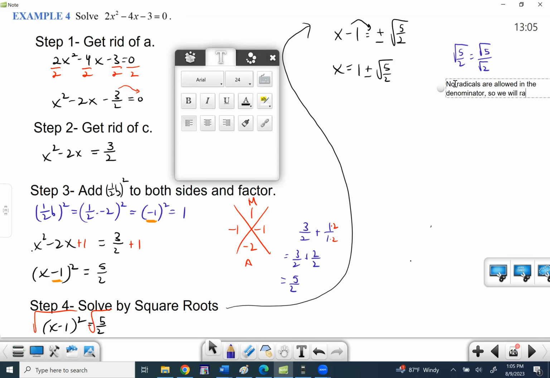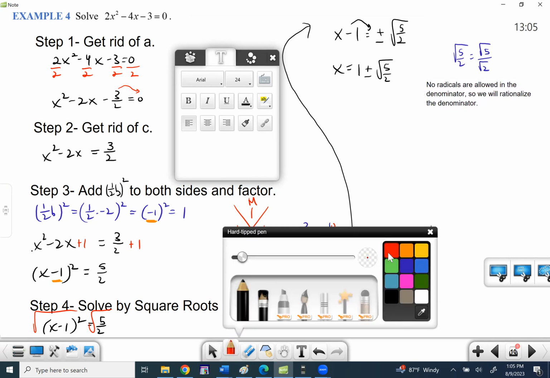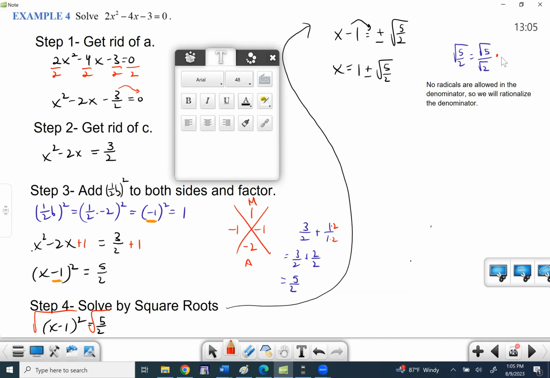So we will rationalize the denominator. All right. So let's go through that process. We kind of talked about it in the last section. So basically, you're going to multiply by the denominator, root 2/2, over root 2/2. Because this is really just you multiplying by 1, which we said earlier. You can multiply by 1 and it's not going to change the value. So that's why that's legal.